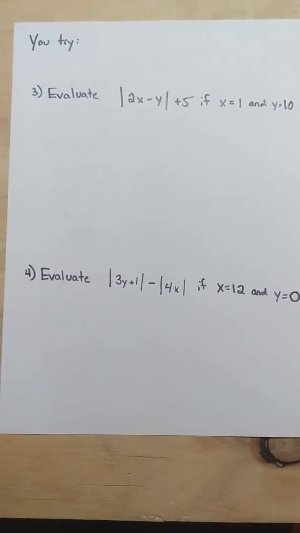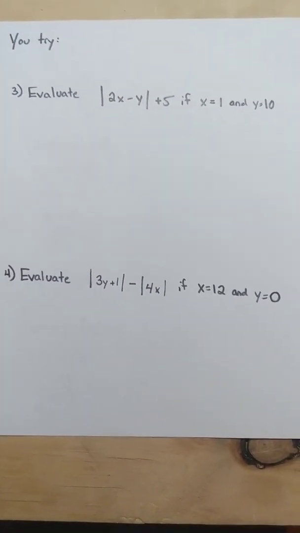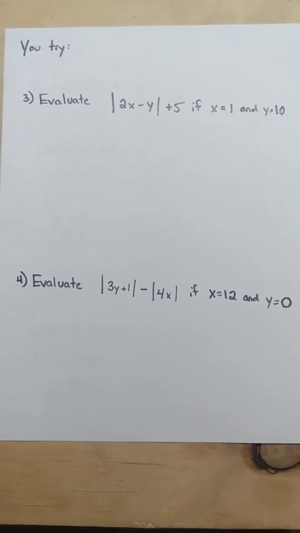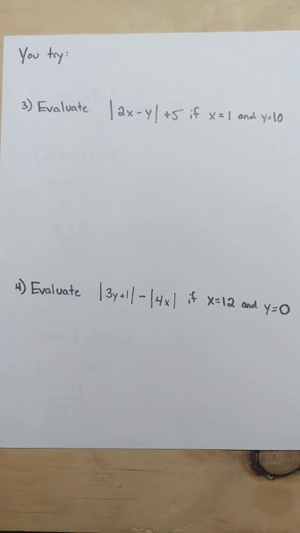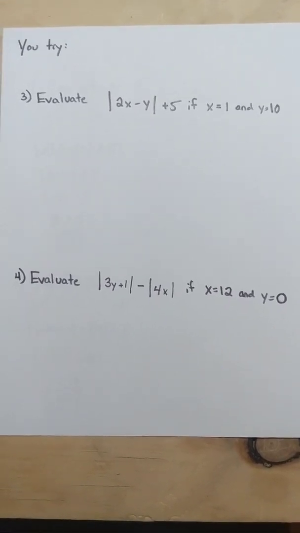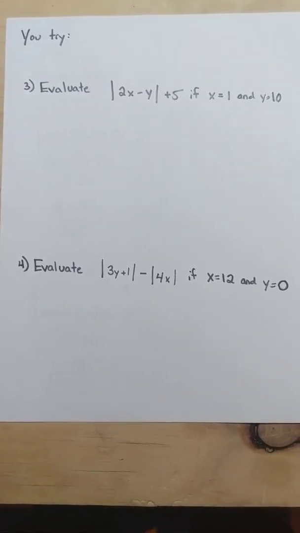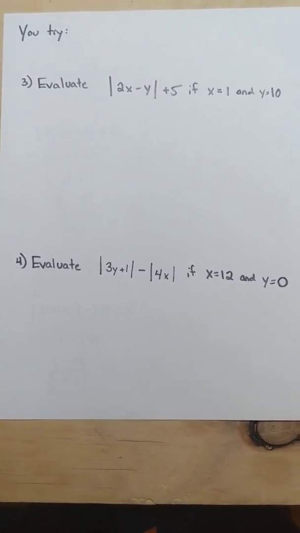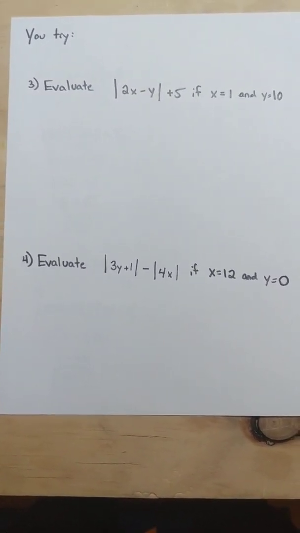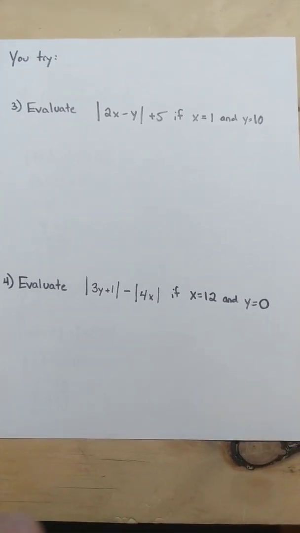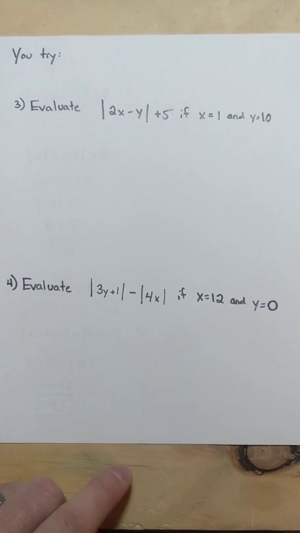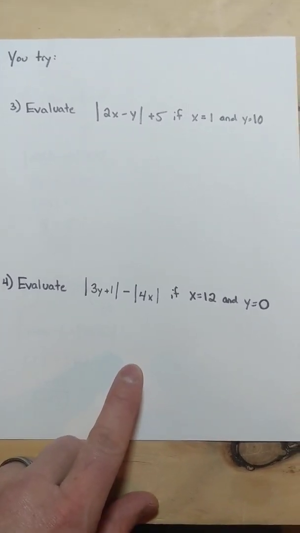Here are 2 problems I'd like you to try. Problem number 3 asks you to evaluate the absolute value of 2x minus y plus 5 if x equaled 1 and y equaled 10. The fourth problem says to evaluate the absolute value of 3y plus 1 minus the absolute value of 4x if x equaled 12 and y equaled 0. Go ahead and try these problems.